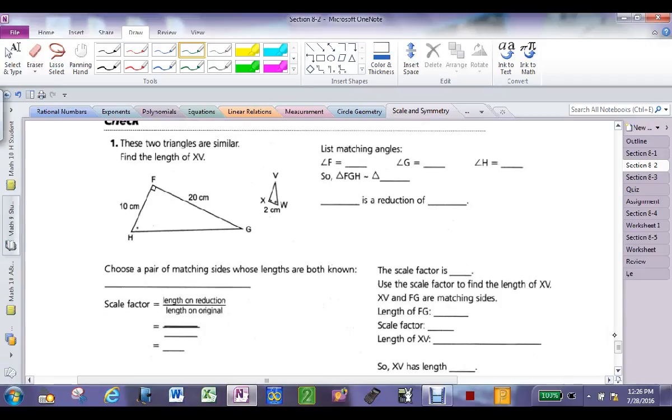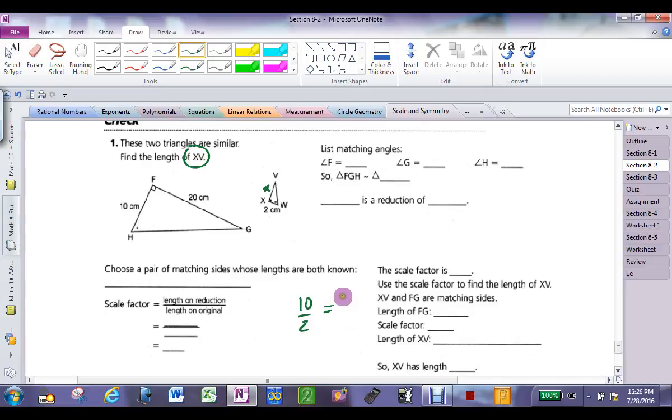I just want answers. I've got to find XV. Where is XV? Right here, yeah? So there's my X, cool? What are the matching sides? FH, which is what? FH and XW, so I've got to compare 10 and 2. Does it matter which order I compare them in? No, as long as I do what with that order? Keep it.